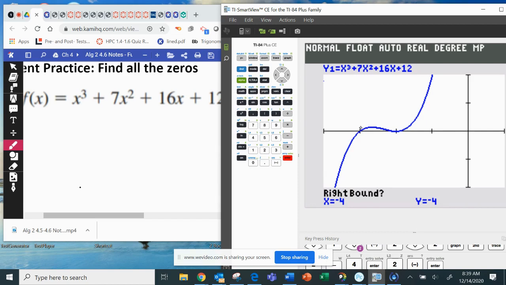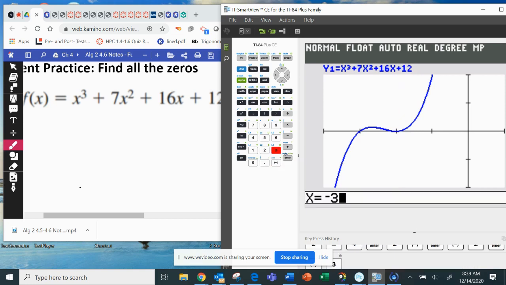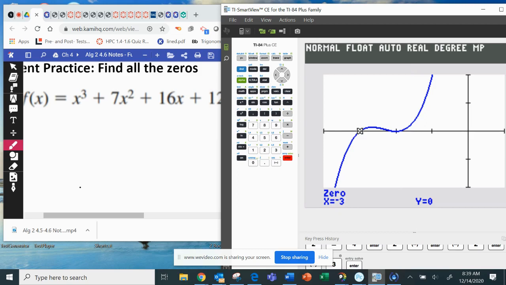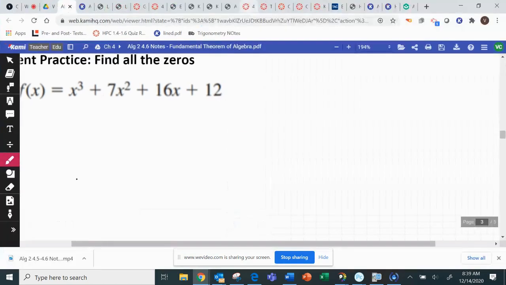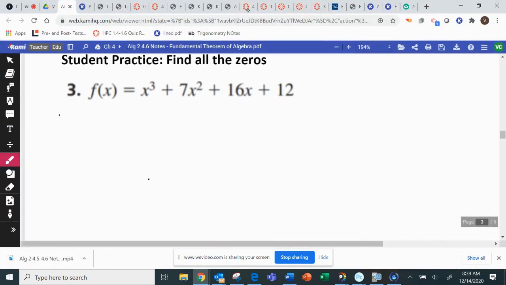Now it wants my right boundary. If we think it's at -3, what could be my right boundary? -2. So I will type in -2 and hit enter. And then finally, I think it's at -3, so I'm going to type in -3 and hit enter. And it tells me, yep, you are correct. -3 is the 0. So we take that over to this page and we say -3 is a 0. Off to the side, I'm going to write x equals -3, and I'm going to make it into a factor.